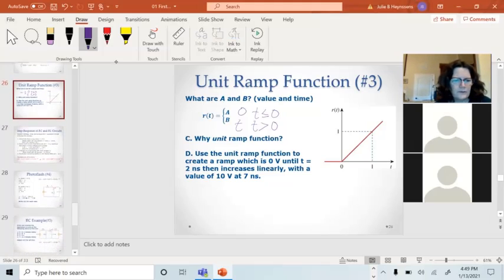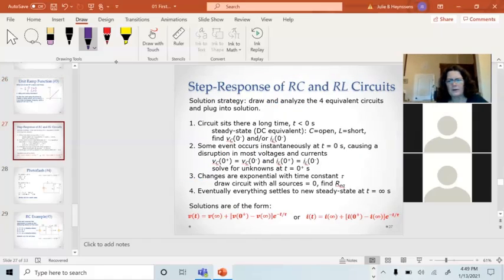Now we want to get into what I really want to talk about, because this is the handy dandy magic equation that will make all these first order circuits much simpler. There's a method to this. We follow the method, it's usually not that bad. Now, we've got 4 equivalent circuits that we could potentially draw.